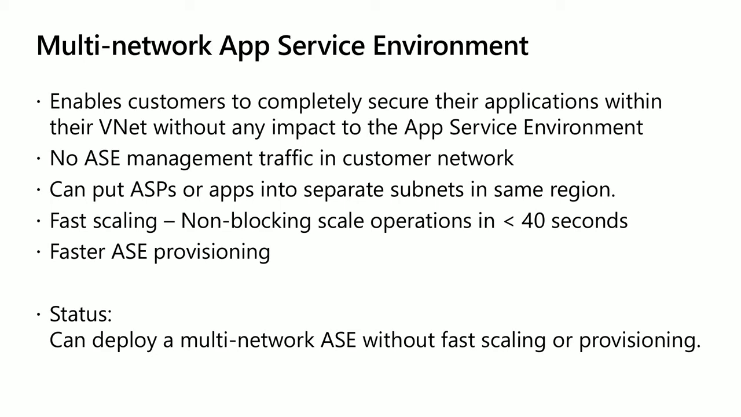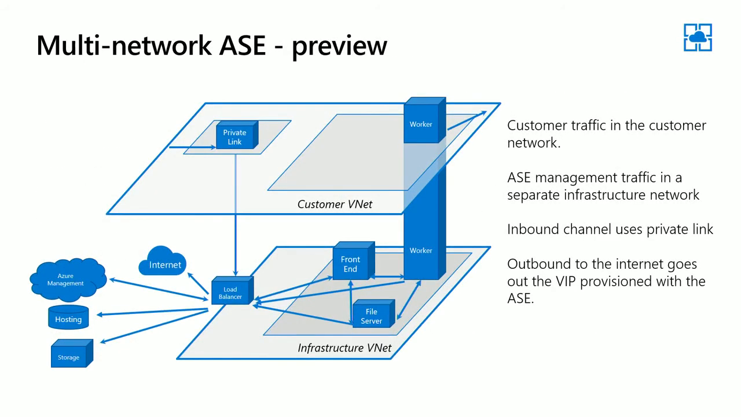Oh, clicker doesn't click. So in preview, we're taking advantage of private link. So the ACE would be, from a customer standpoint, we'd have two subnets, one with private link in it, and the other would be where your workers are injected for application outbound traffic.